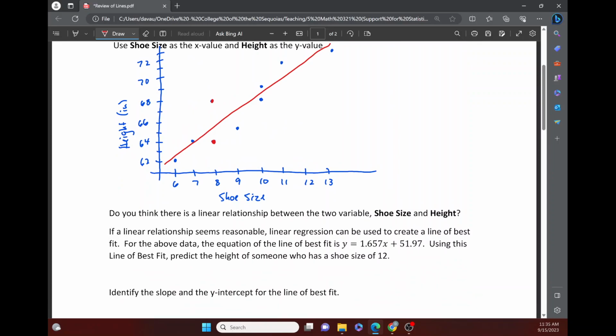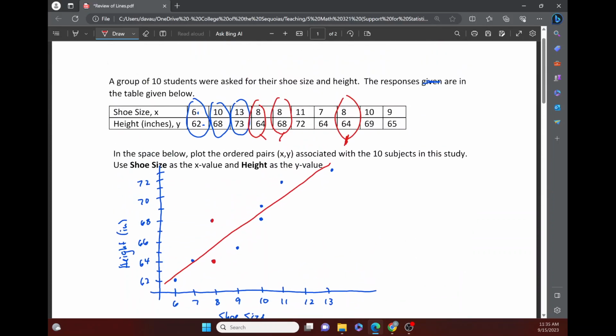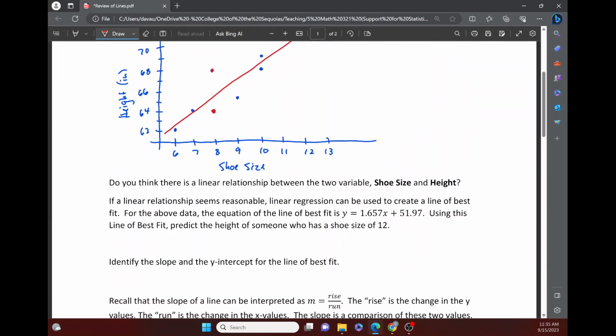If a linear relationship seems reasonable, linear regression can be used to create a line of best fit. And it just so happens that for this data set that we plotted, the line of best fit is y equals 1.657x plus 51.97. We will talk in the stats class about how we come up with this line of best fit. But for now, let's just practice using it.